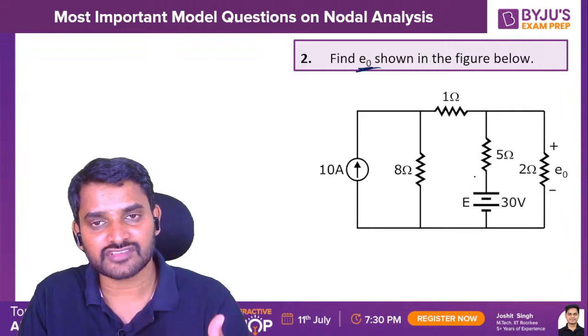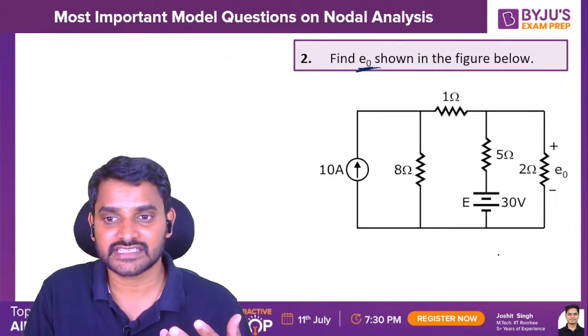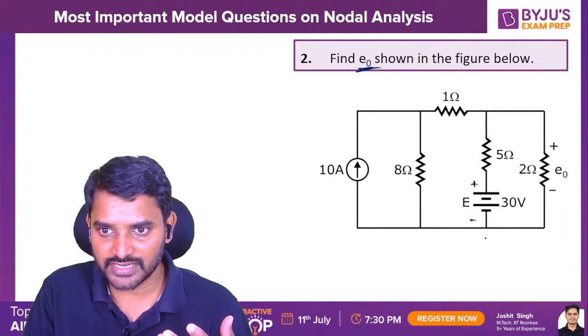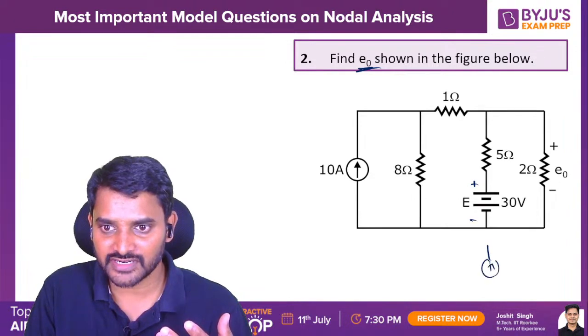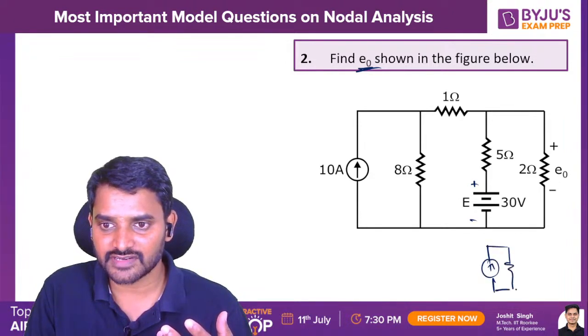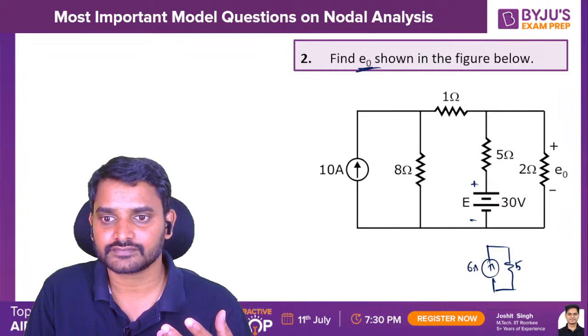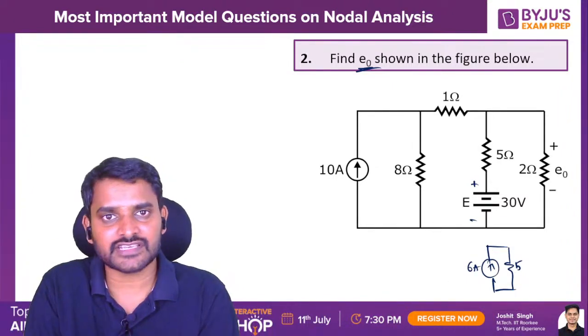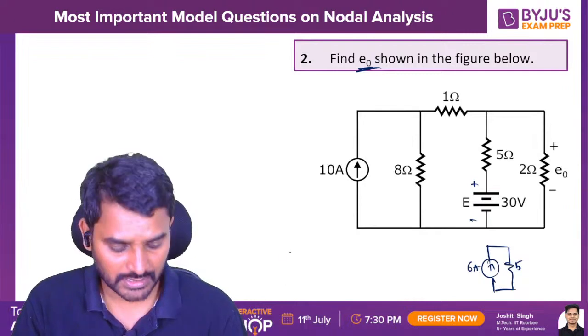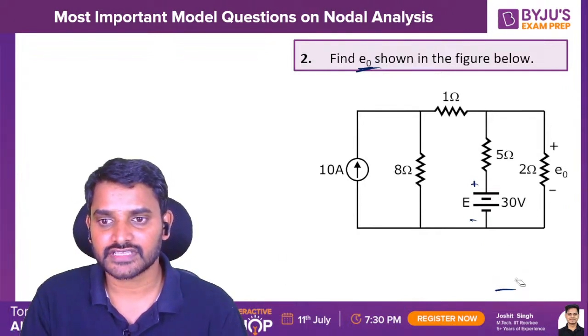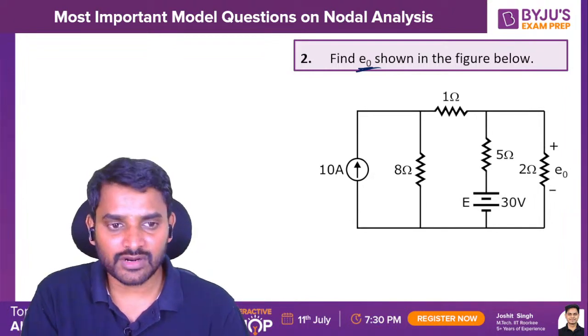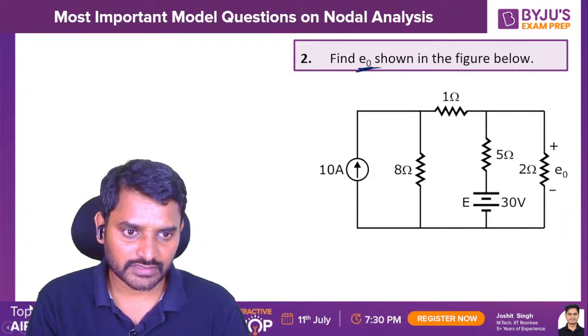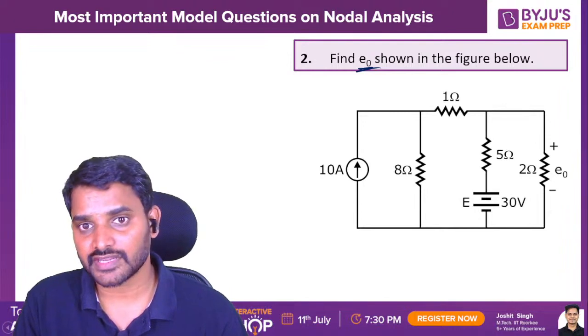If you do the source transformation, then 30 by 5, 6. So 6 ampere. This is positive polarity, negative polarity. So 6 amperes in the upward direction and a 5 ohm resistor, it will be like this. The rest of the network is going to be the same. Okay. So without doing that, in another way also we can do.